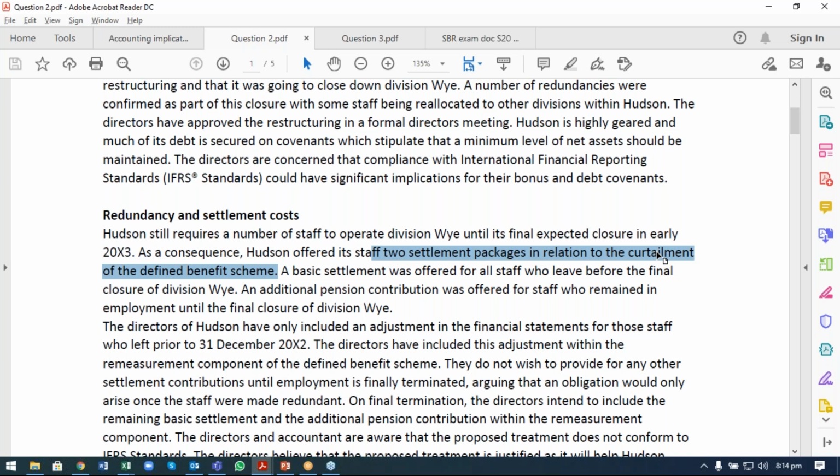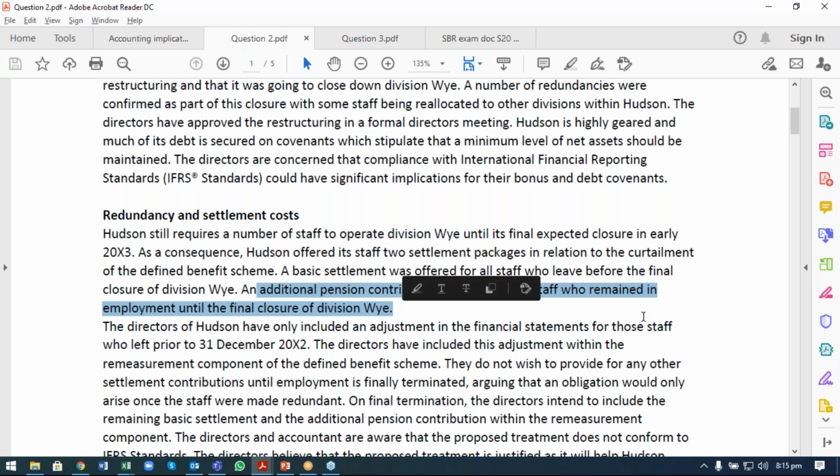So there could be some curtailment. Those curtailments should go to the profit and loss account, and we are not concerned about it. But a basic settlement was offered for all the staff who leave before the final closure of the division. So there is one settlement. If there is a settlement, this settlement should be charged as an increase to the pension plan obligation, and that should be charged directly to the profit and loss account, right? So one thing is this basic settlement plan. This basic settlement plan should be charged to the profit and loss account, and there is something else, an additional pension plan contribution which was offered to staff who remained within employment until the final expiry. So there is an increase in the pension plan obligation in a past service cost component, right?